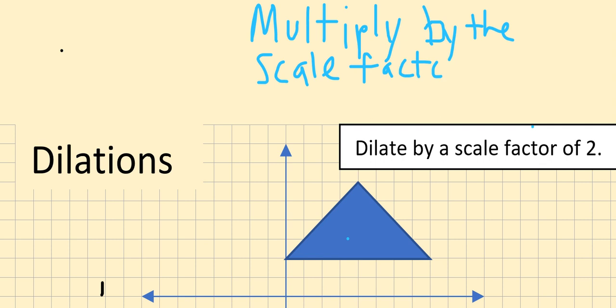Little children, you're going to multiply each ordered pair by the scale factor. What's a scale factor? Similar to rotations, how it's told you like 90 degrees, 180, 270, it's going to tell you the scale factor of what you're going to dilate. And dilating is getting bigger or smaller.